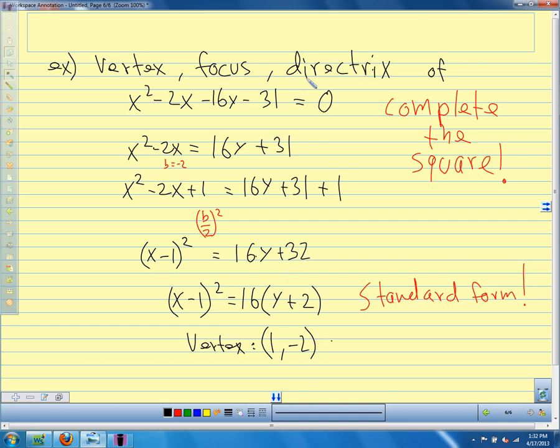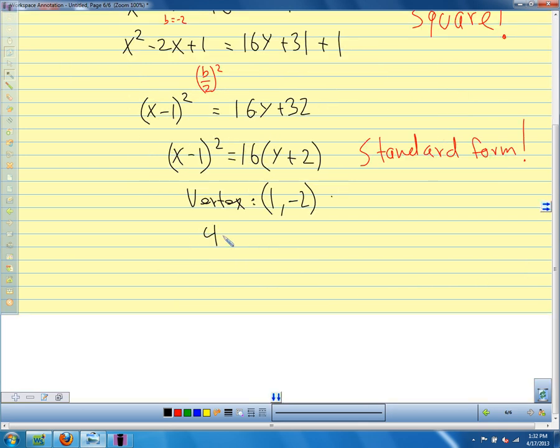To figure out where the focus and the directrix are, we need P. We have 16 here. The number that's in front of the parentheses is 4P. So 4P equals 16. So P equals 4. So our focus, I just divided both sides of the equation here by 4. So P equals 4. Our focus is 4 units.